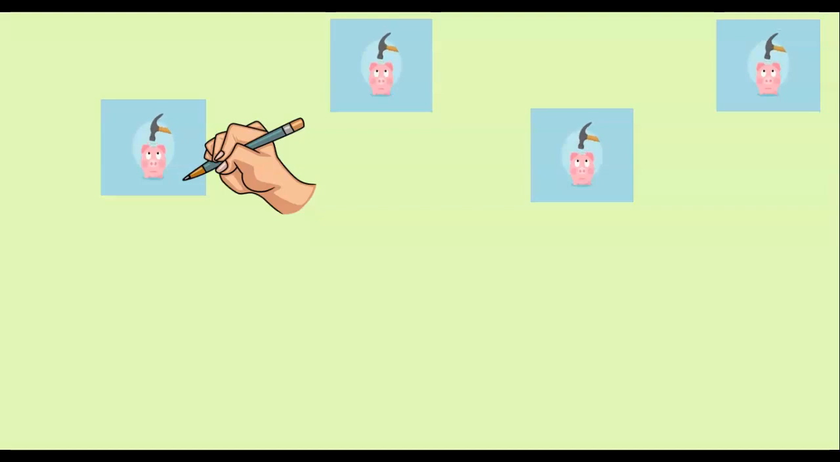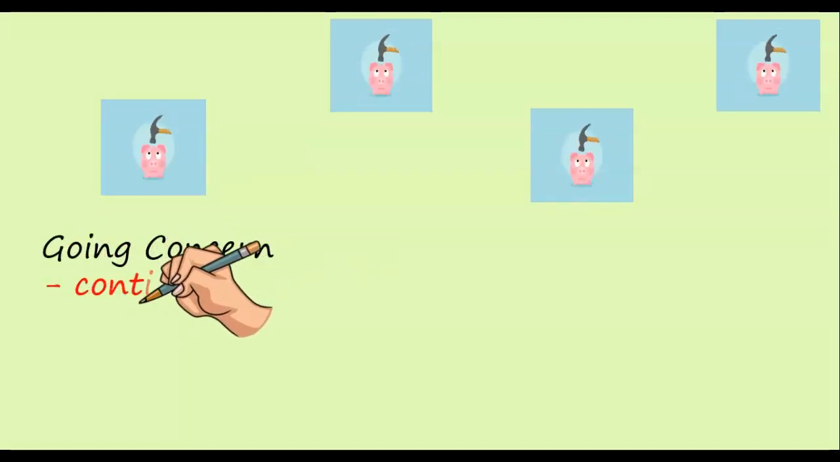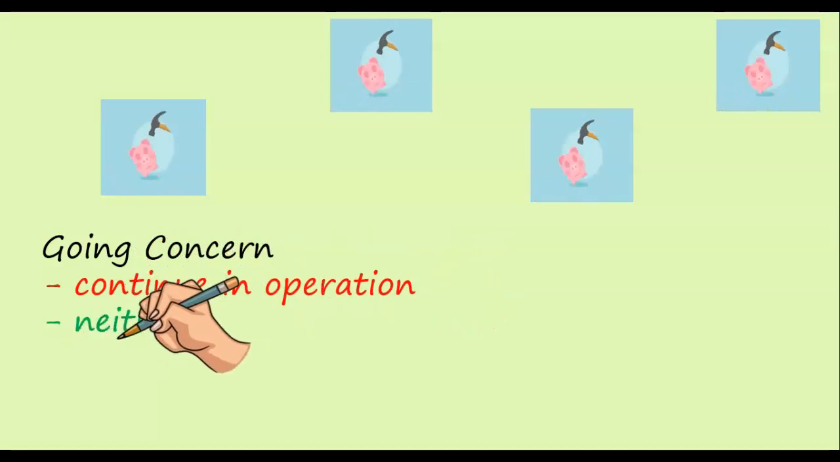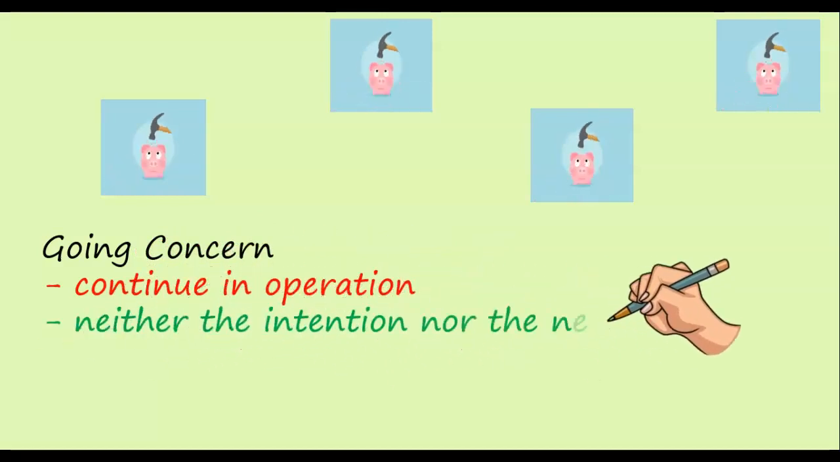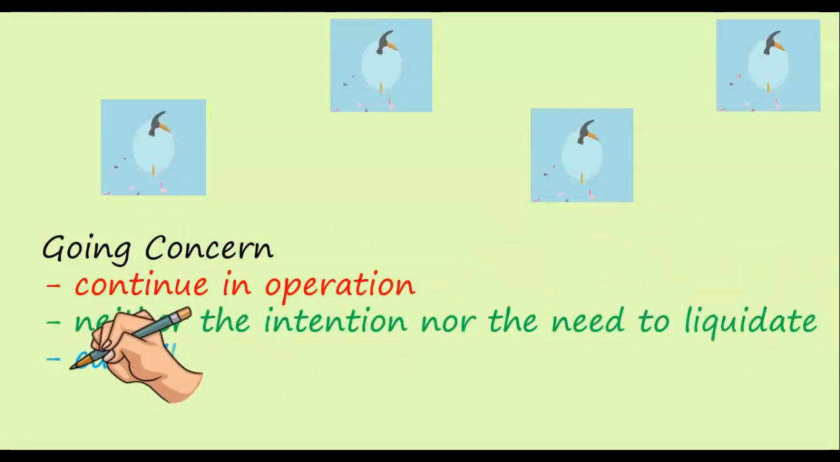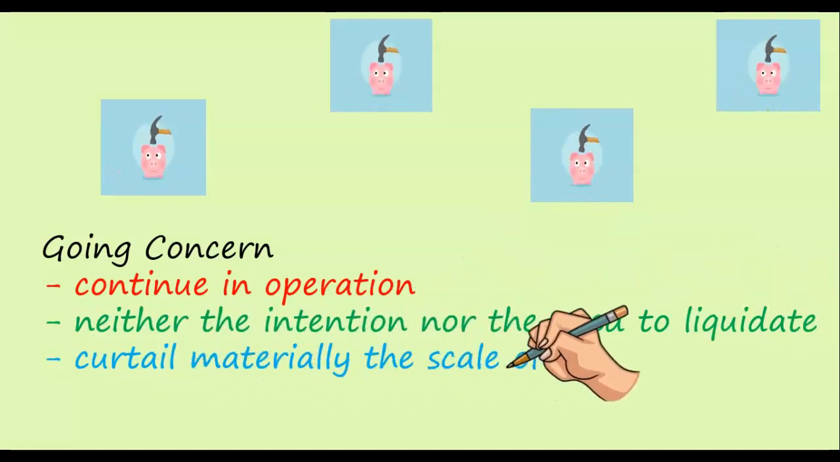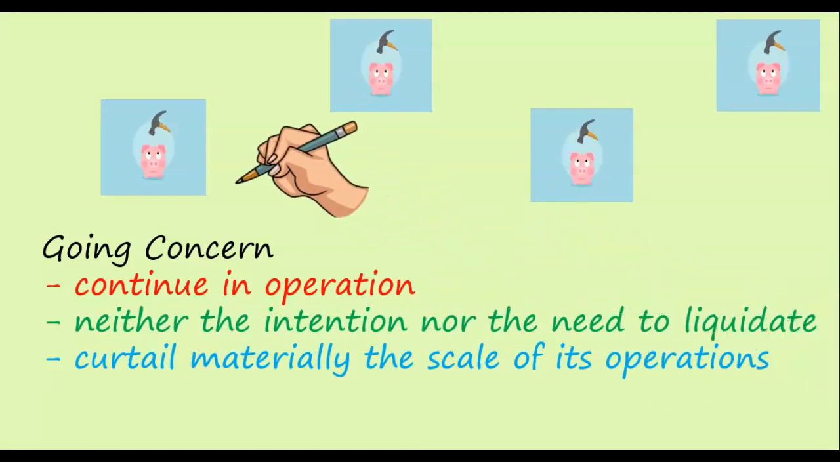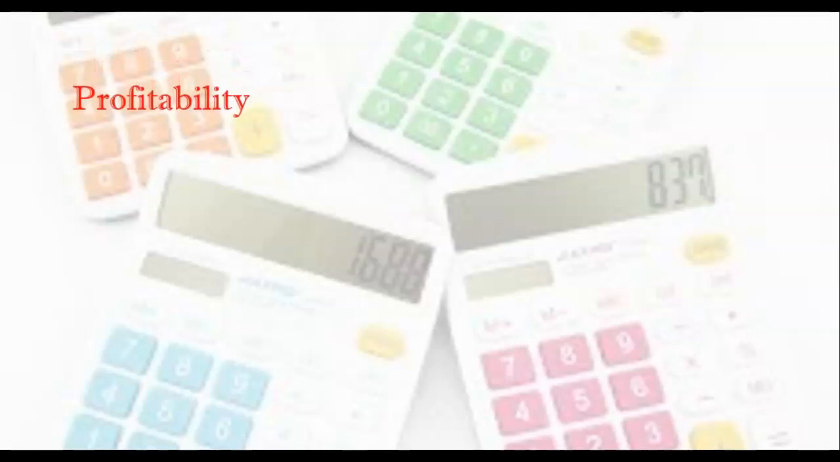Financial statements are assumed to be prepared on the fundamental accounting principle called the going concern. This is defined in paragraph 23 of the AASB framework, that the entity will continue in operation for the foreseeable future. Hence, it is assumed that the entity has neither the intention nor the need to liquidate or curtail materially the scale of its operations.